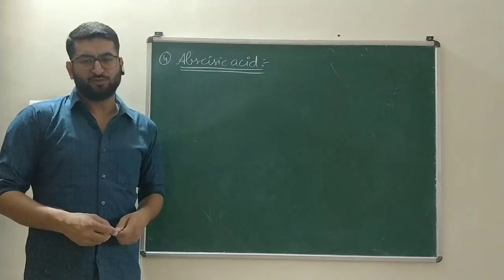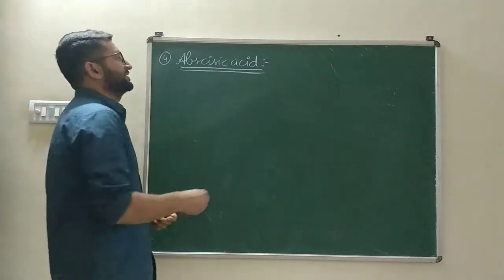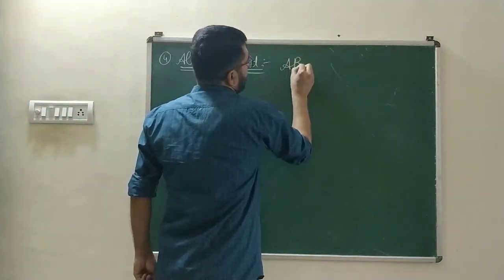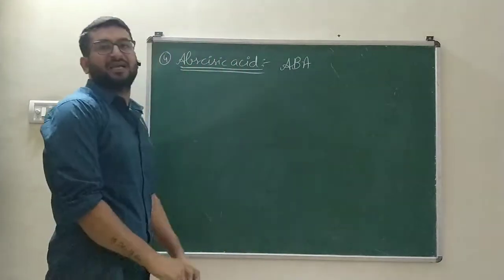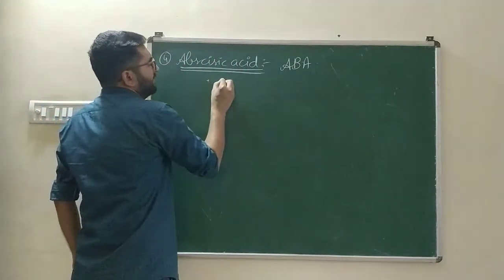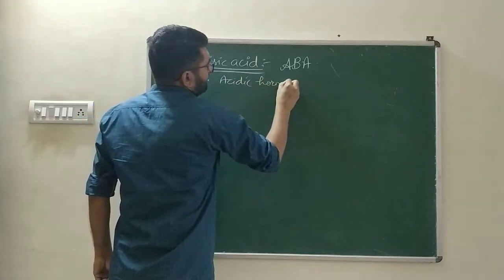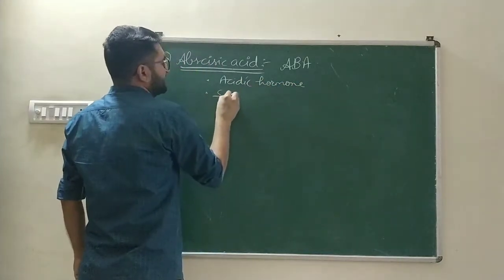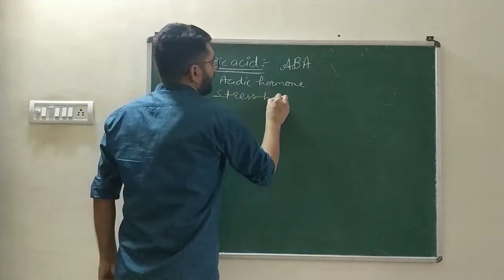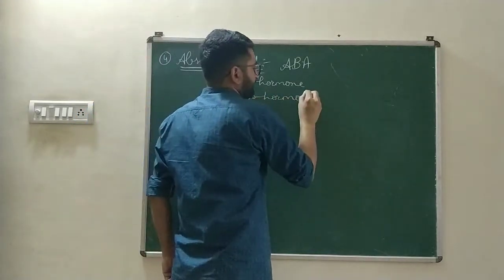The next plant hormone to be discussed is abscisic acid, and it is abbreviated as ABA. Abscisic acid, as its name indicates, is a mildly acidic hormone. It is also referred to as the stress hormone.